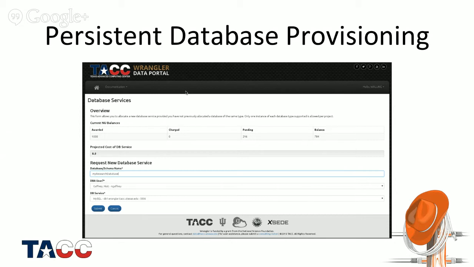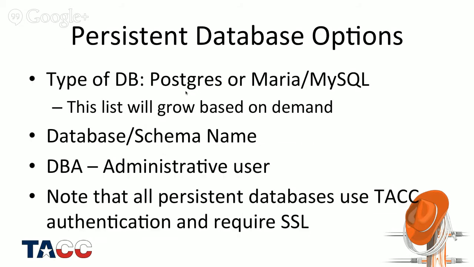And what's on this screen? So there's a few options. You have a type of database to select. We may support multiple versions of Postgres if we get sufficient demand. Same thing with Maria. So you'll have a list that includes essentially all of the options that we currently support for persistent databases. You select which one you want. You can give it a name. This will be important because it'll be the name that you use to address it in all your subsequent operations. You can designate a DBA.